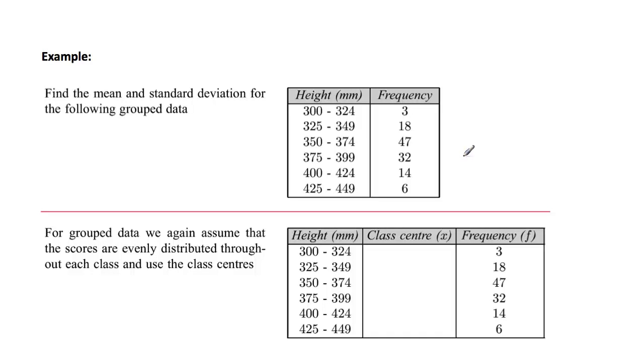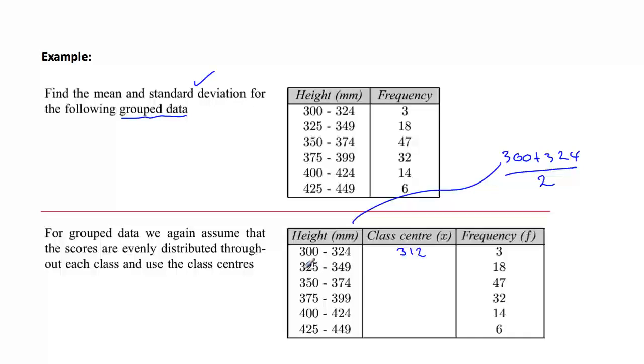In this particular case, we've got some information for grouped data. What do you do to work out the standard deviation if you're given grouped data? All you have to do in this case is work out a class centre. When we take 300 and 324 and add them together, and then divide by 2, we get our average, and that's our class centre. So in this case, it's 312.